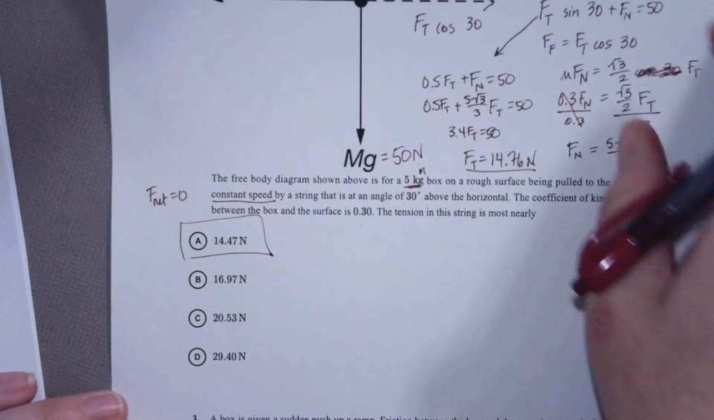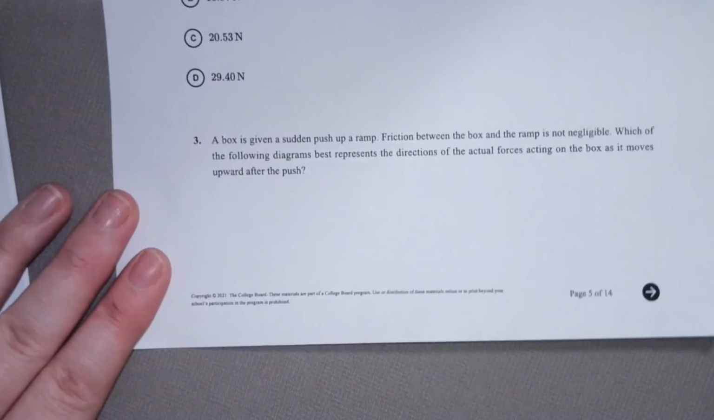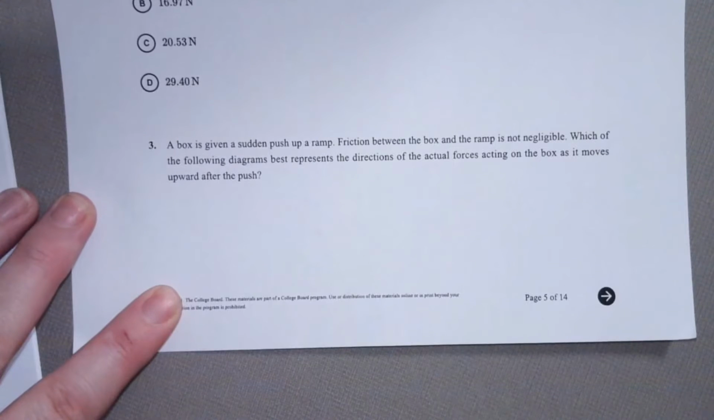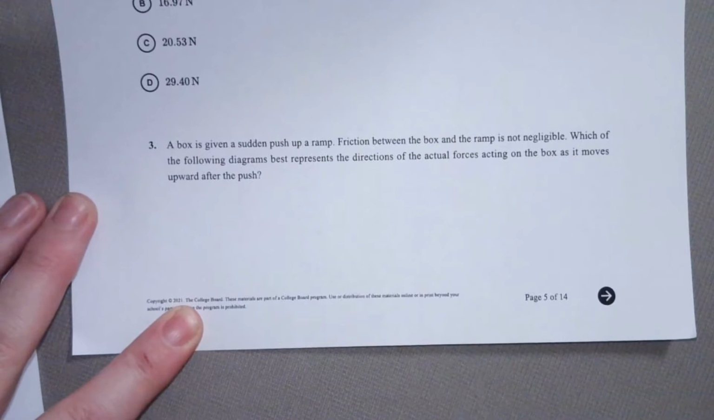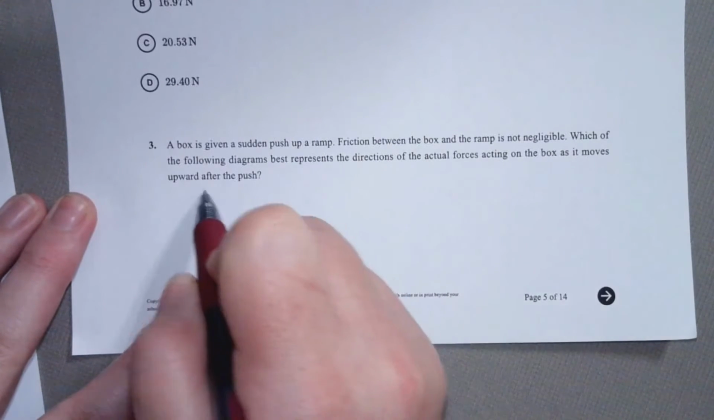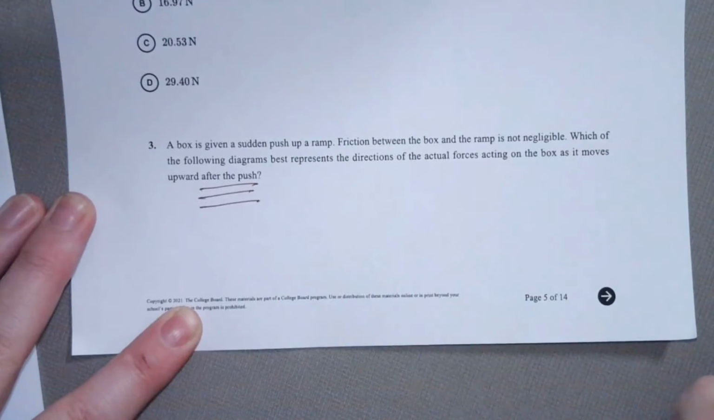All right. Next, we've got a box that's given a sudden push up a ramp. Friction between the box and the ramp is not negligible. Which of the following best represents the direction of the actual forces acting on the box as it moves upwards after the push? So there's no F push.